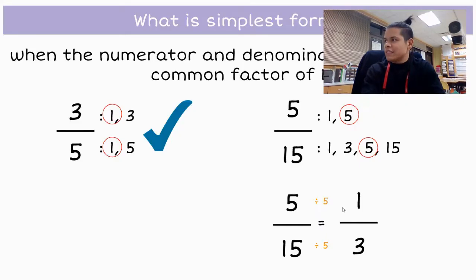So how do you know that 1/3 is in simplest form? Well, we need to list the factors of the numerator. 1 is the only factor of 1, and 1 and 3 are the factors of 3. Since 1 is a common factor, 1/3 is simplest form. So we took 5/15 and we made it 1/3.